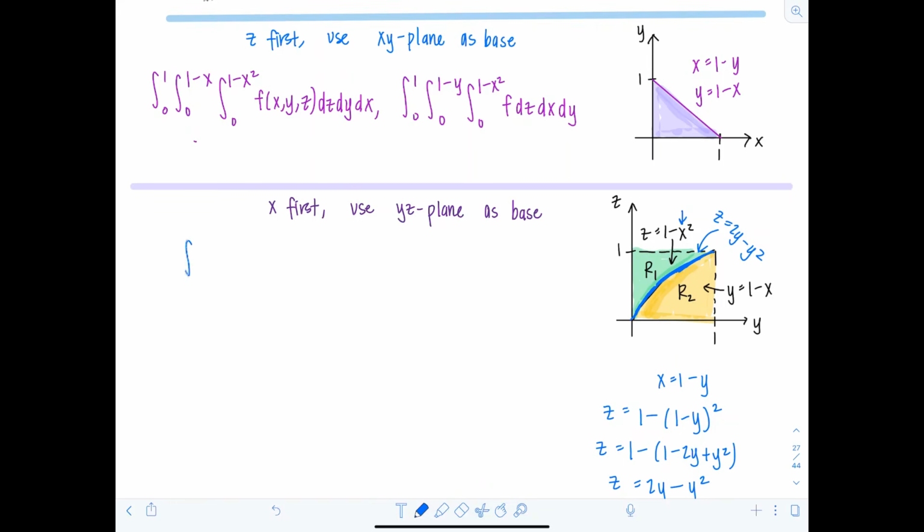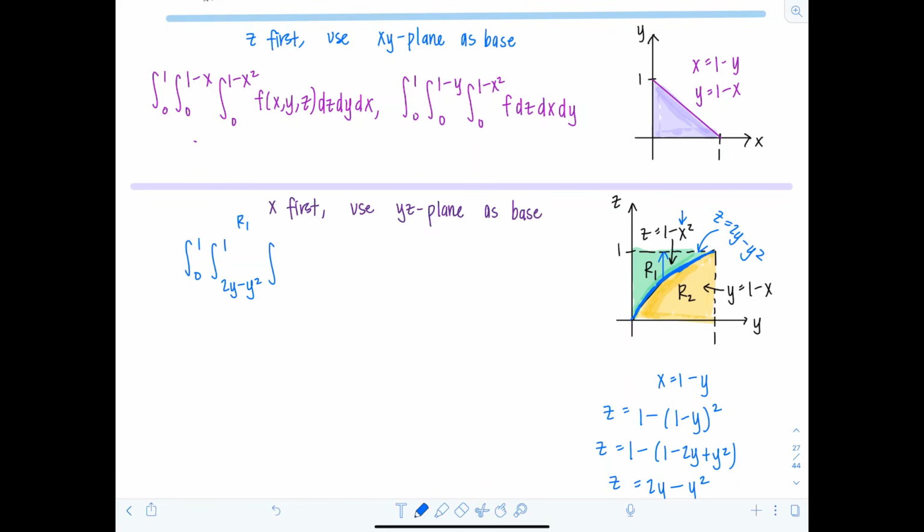Y is going to range. We'll do region 1. So y has to range all the way from 0 to 1, right? Z is going to range from that curve up until 1, yes? So from that curve, which is 2y minus y squared, up until 1.